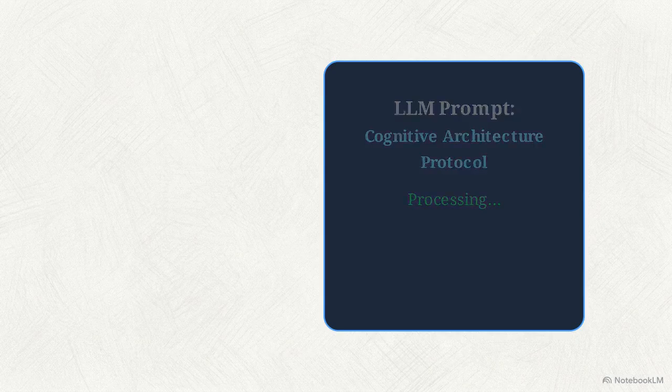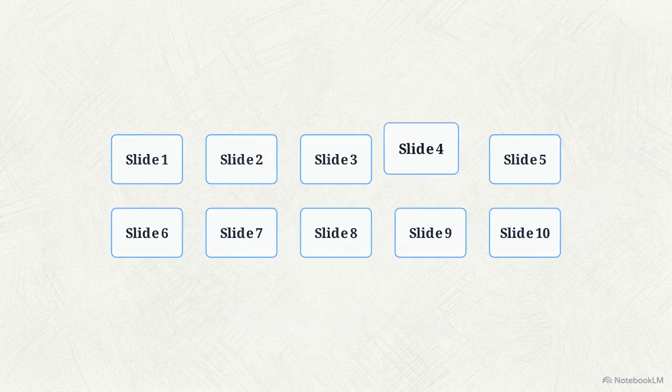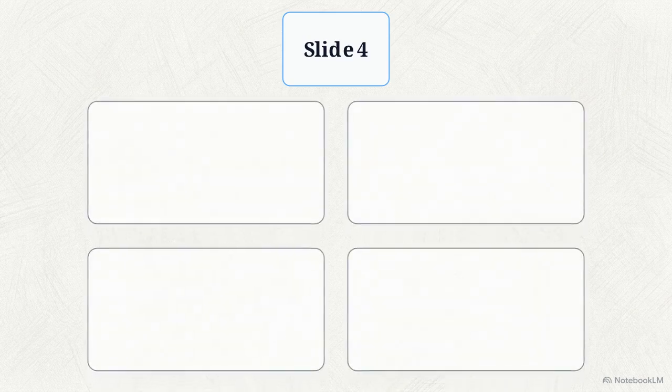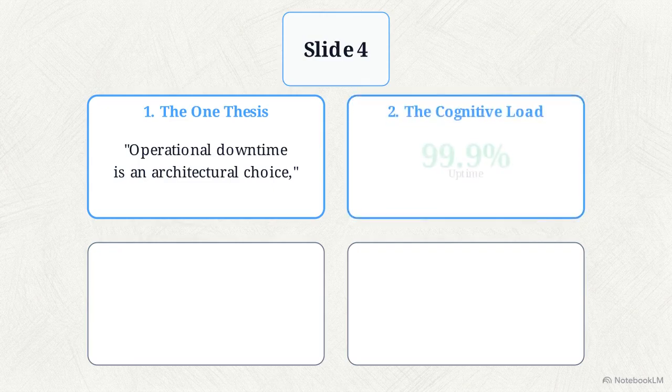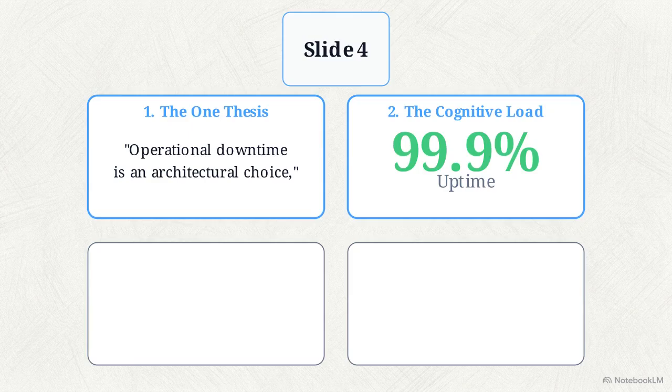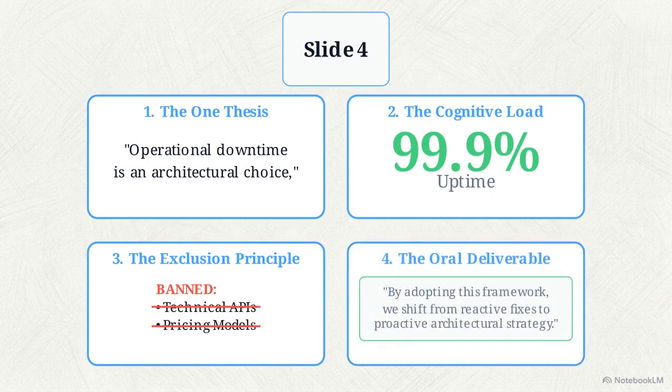This prompt forces the AI to output exactly 10 sections, removing any room for corporate jargon or filler. The protocol identifies 4 strict dimensions for every slide. First is the one thesis, one sentence the audience must internalize. Second is the cognitive load, a single visual asset, like a metric in 96-point font or a 3-variable table. Third is the exclusion principle, which lists the data that is explicitly banned from the slide to prevent clutter. Finally, it generates the oral deliverable, the 30-second script you will speak while that slide is visible.